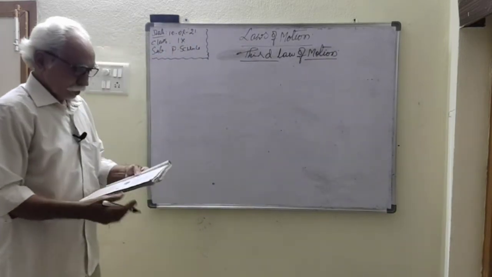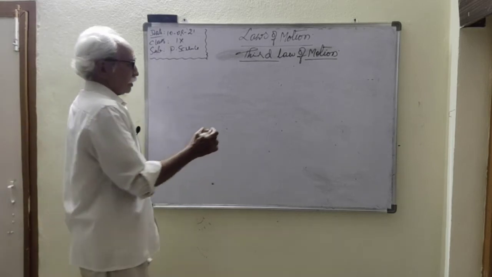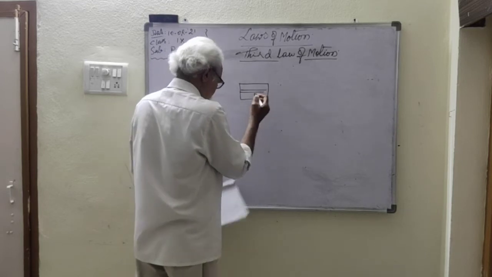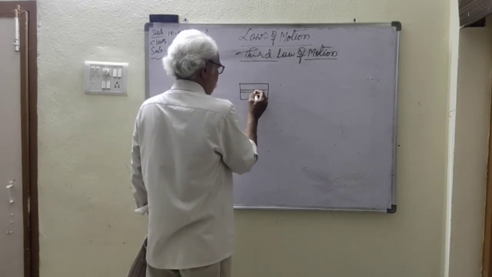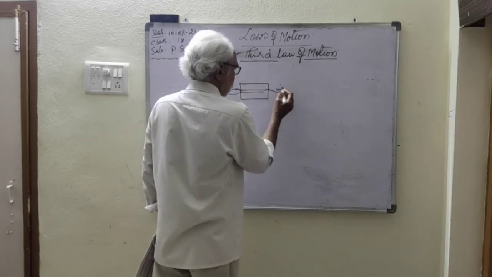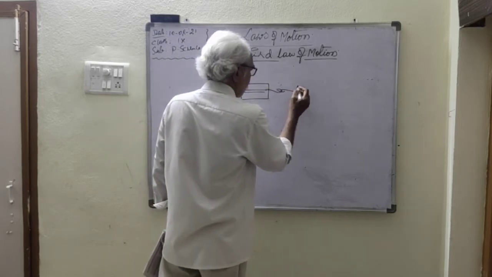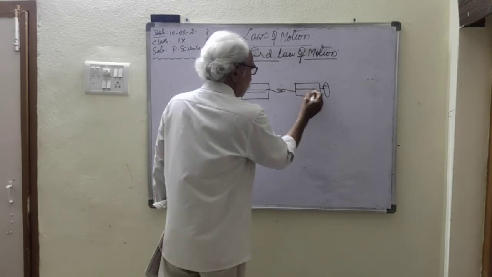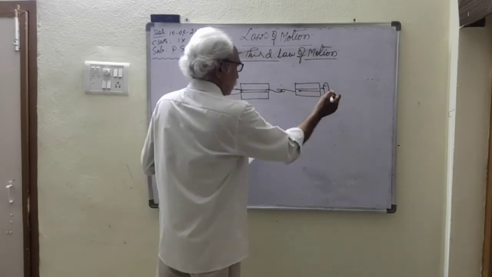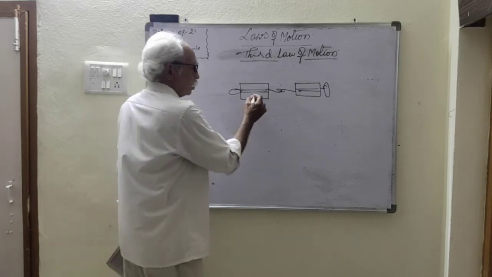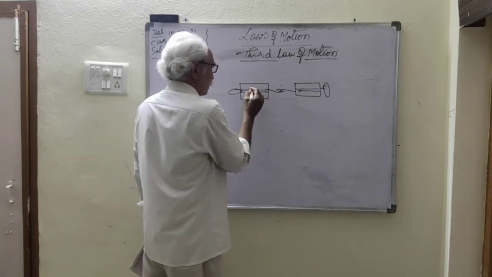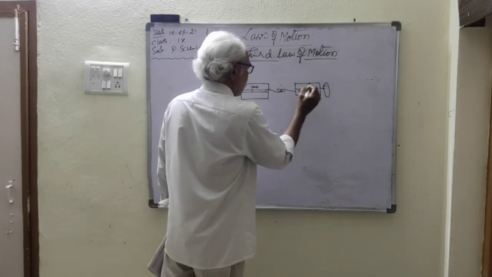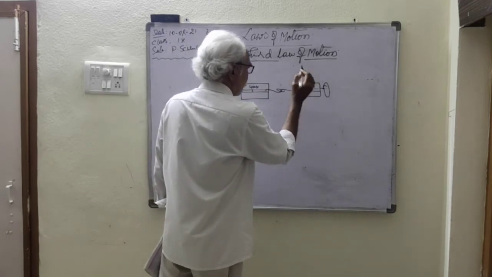Third law of motion. So under this third law of motion, let us see this one. Take two spring balances. When you pull these two spring balances, we find that the two spring balances show equal readings. Suppose here you take 100 newtons, here also it shows 100 newtons. Suppose here 400 newtons, here also it is 400 newtons.